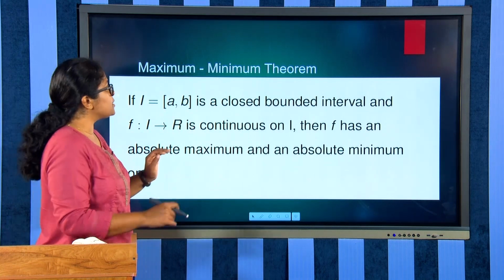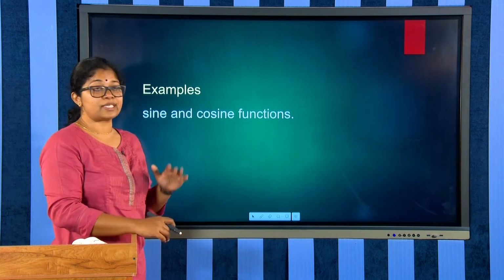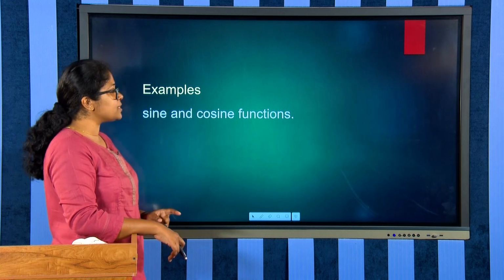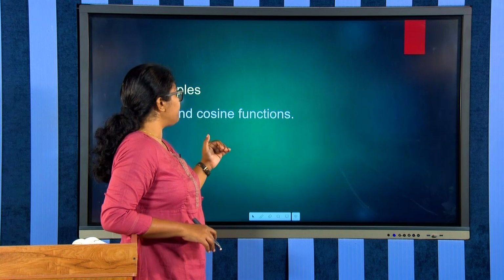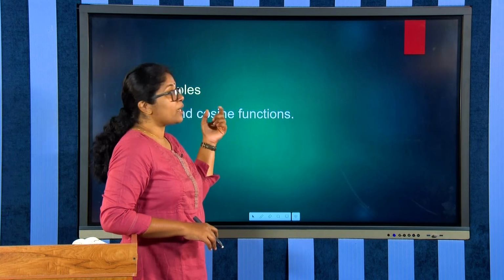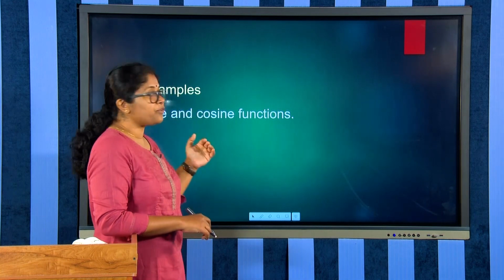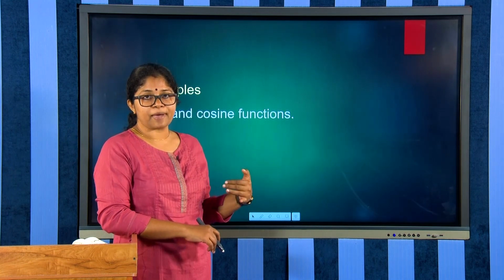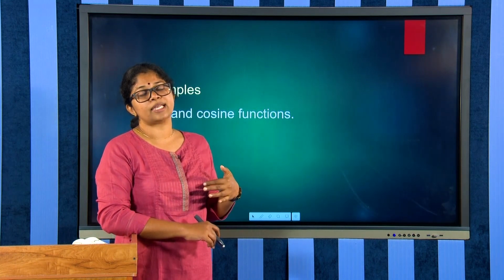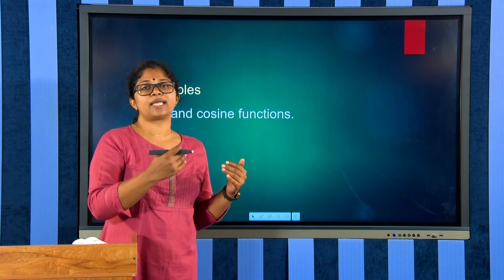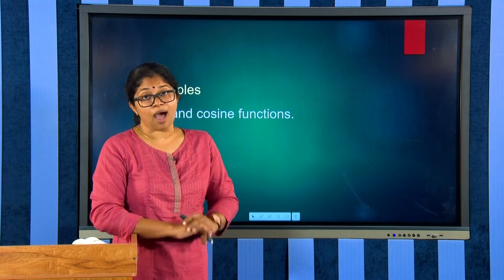So that is the absolute maximum and minimum theorem, which is a very important result, and we can see some examples of continuous functions which attain the maximum and minimum, which are the sine and cosine functions. The maximum of the sine function is 1, the minimum is minus 1, and the maximum of the cosine function is 1 and the minimum is minus 1, and that is why we always write minus 1 less than or equal to sin x less than or equal to 1 for every x belonging to R.